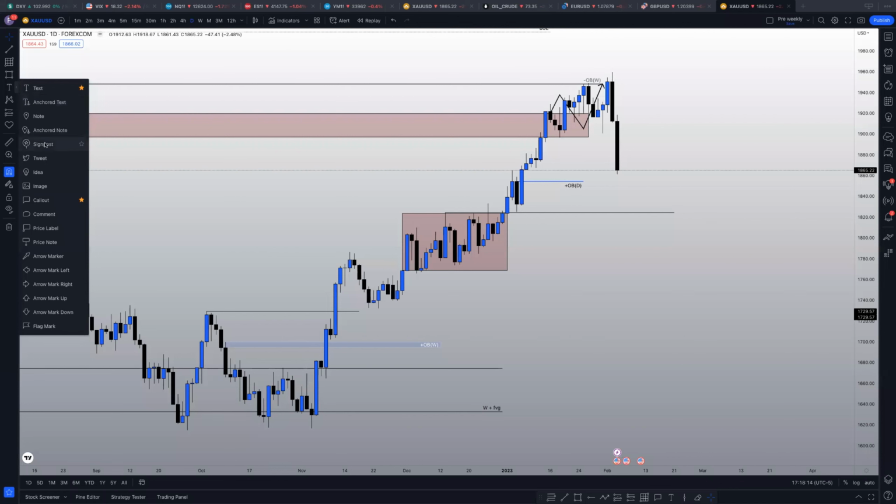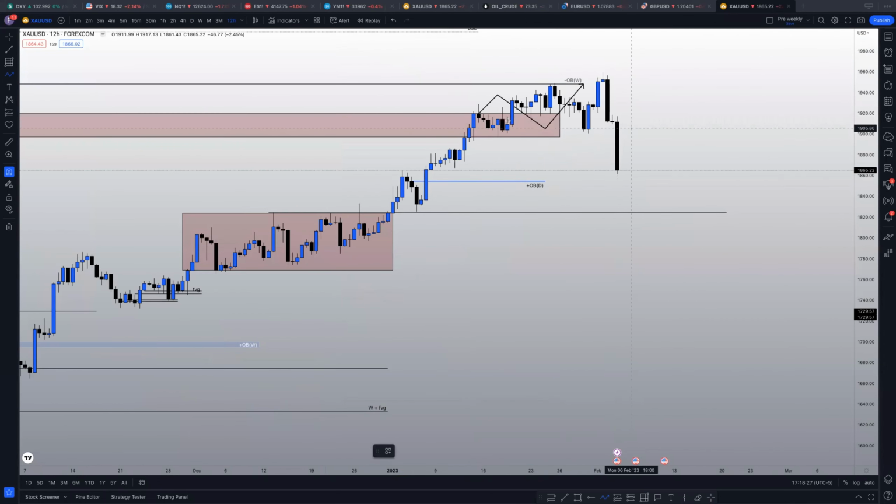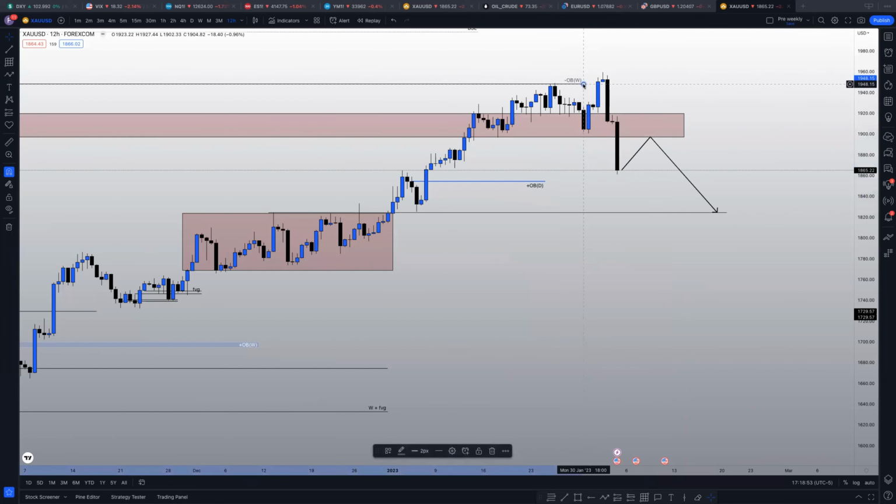As far as a weekly bias goes, let's go to the 12-hour. I'm going to see if this old volume balance can be used as resistance to take us down into this liquidity. Delete this, drag this over.